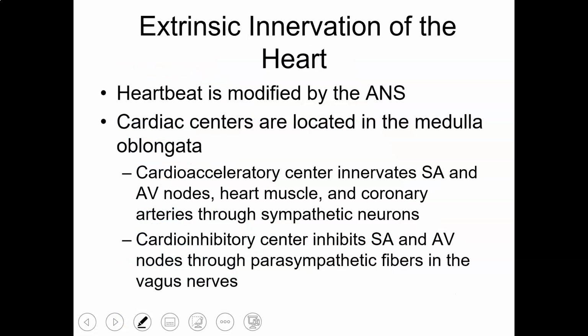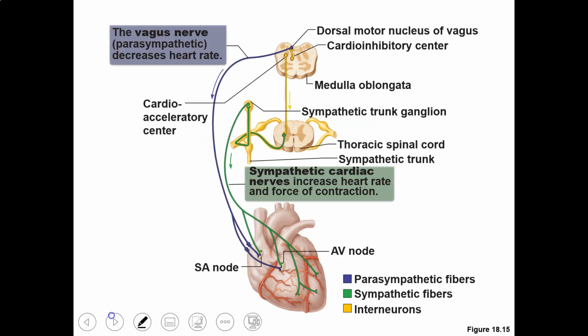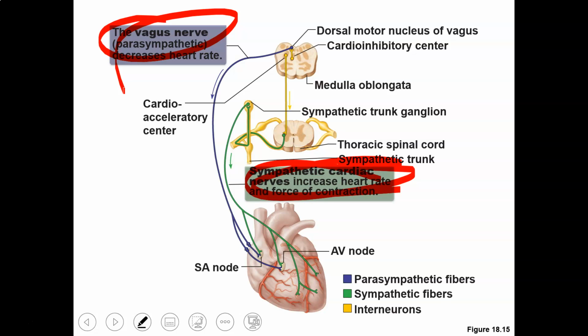Now, while the heart beats on its own, that's not to say that the brain doesn't get some oversight. The heartbeat is modified by the brain, the autonomic nervous system. Even the conscious control, you can modify heartbeat. Cardioacceleratory, cardioinhibitory center in the medulla. Obviously, sympathetic things make your heart beat faster. Parasympathetic things make your heart beat slower.